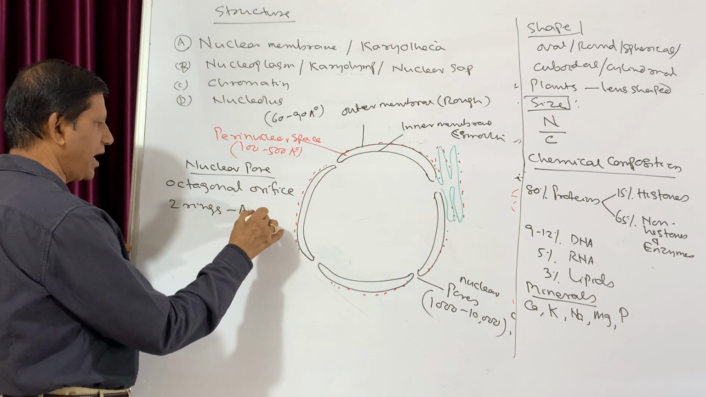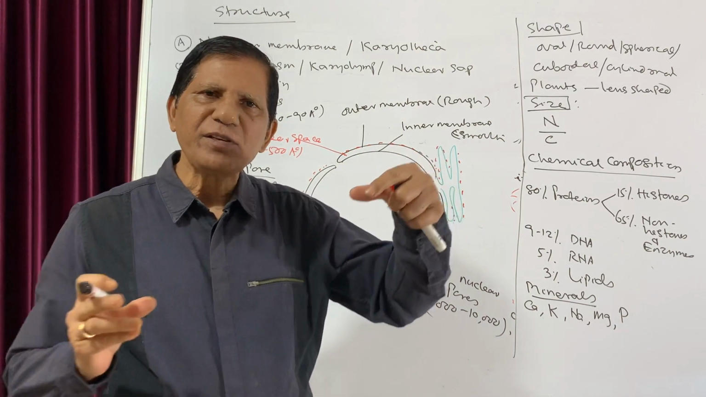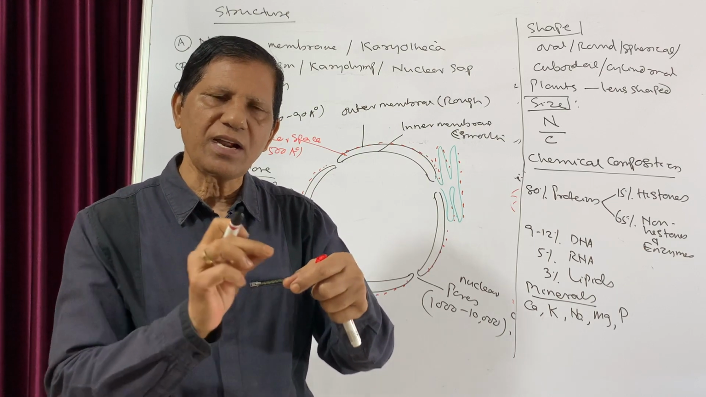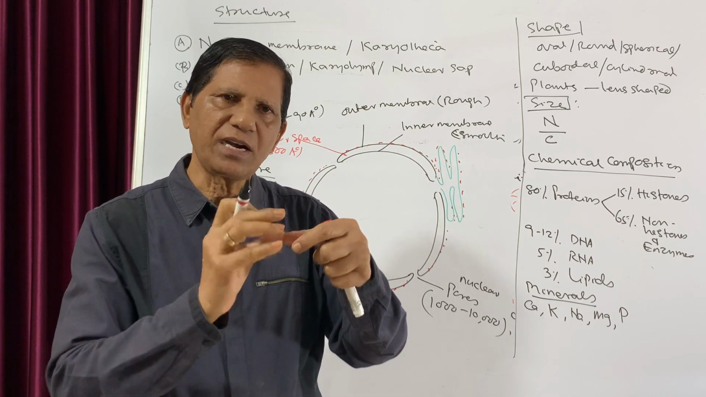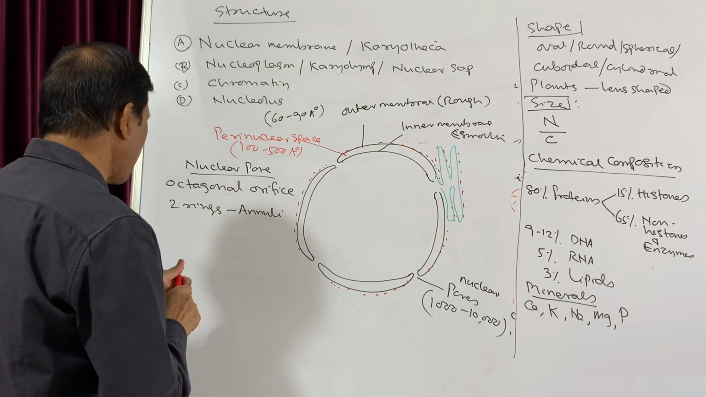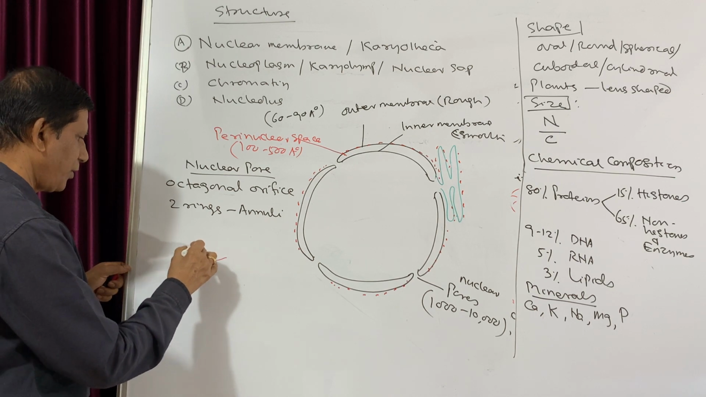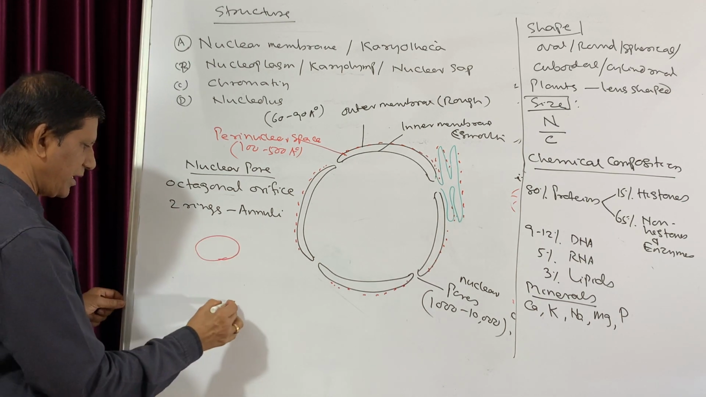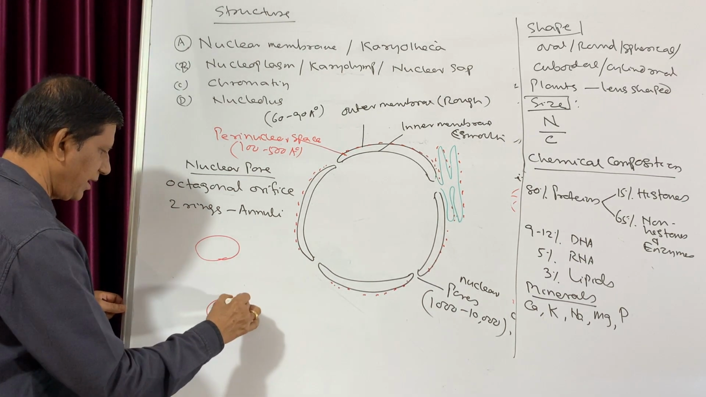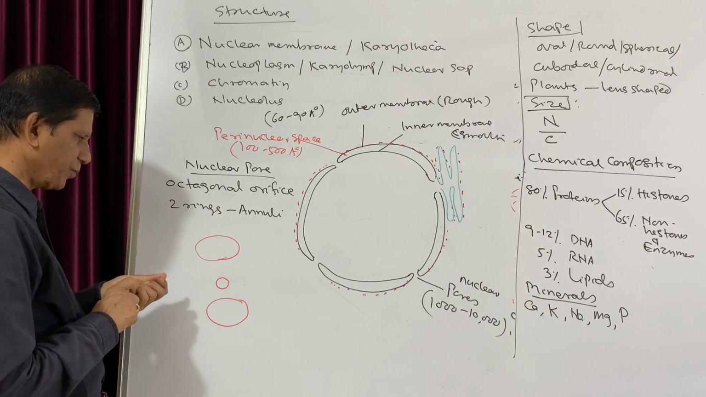Which are known as annuli. And they are connected by means of spokes to a central pore-like structure. That means if you draw the diagram, then it will look like this. Suppose this is one ring, and this is another ring, and there is one central pore-like structure.